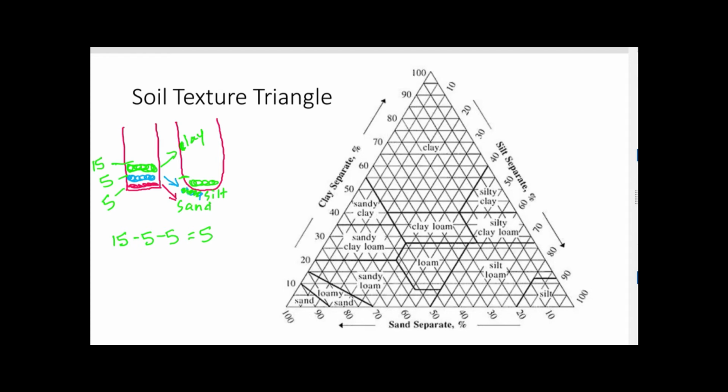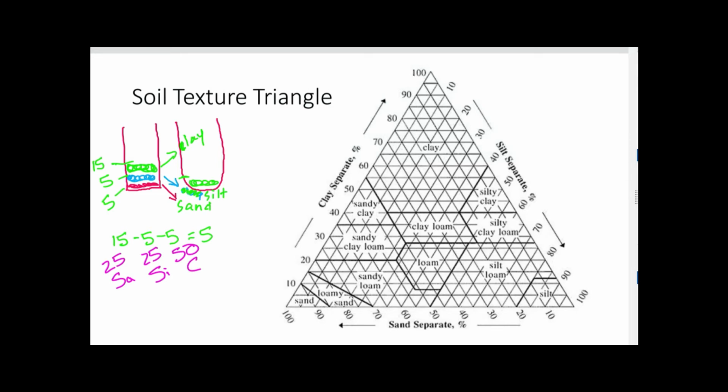Now, let's get back to the soil texture triangle. So, let's say, for example, this was your sample, and you had 25%, 25%, and well, that's not going to work, right? So I'll do 50. We'll do sand, silt, and clay. Okay. So how would we do that?